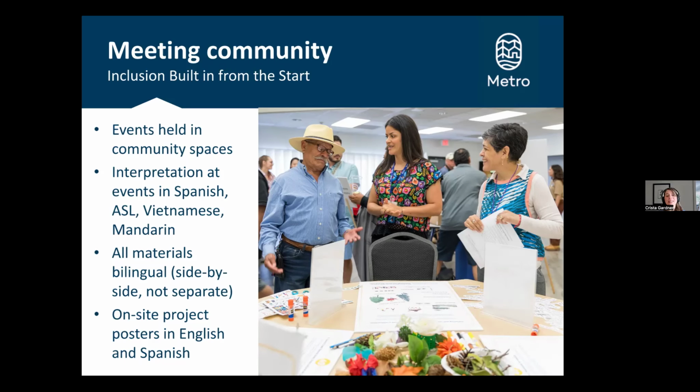It also included language equity. All of our materials were produced and shared bilingually. Interpretation was offered at all of our events with native speaker Metro employees when possible. And we were able to carry all of these concepts through our digital platforms, events we held at community spaces like libraries, recreation, and community centers, tabling, on-site project posters at the parks, and mailers. Next slide, please.